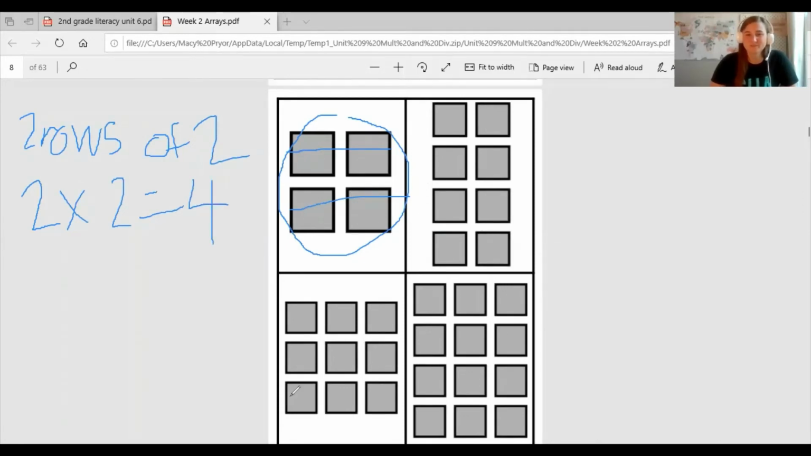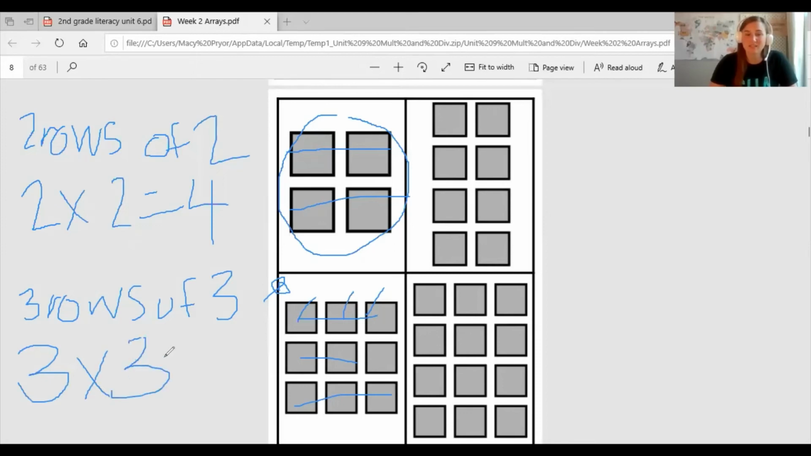Very good. Okay, let's look at this problem. I have 3 rows. So I'm going to write 3 rows of, and I have 1, 2, 3 in each row. 3 rows of 3. So as a multiplication problem, that's going to be 3 times 3. And 3 times 3 is 9. Perfect. Now let's count and make sure that we did that correctly. 1, 2, 3, 4, 5, 6, 7, 8, 9.